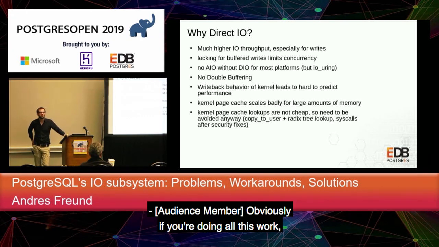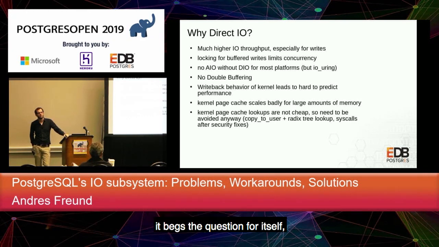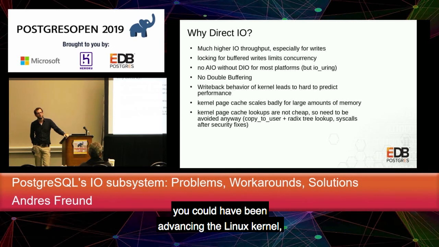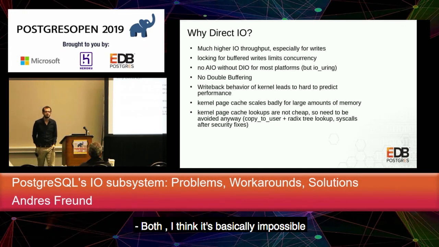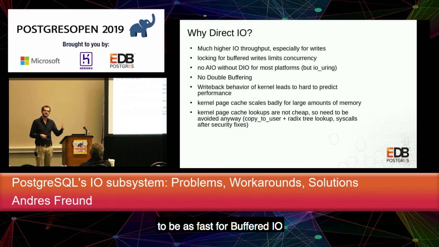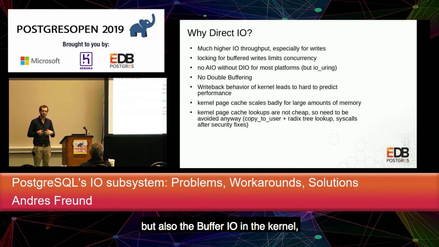Obviously, if you're doing all this work, it begs the question about the kernel itself. Why doesn't the kernel allow that? Are you going to be enhancing the Linux kernel, or are you going to be enhancing Postgres? Both. I think it's basically impossible for buffered I/O to be as fast as direct I/O, but also the buffered I/O in the kernel is really bad. So I think there are use cases for improving both.